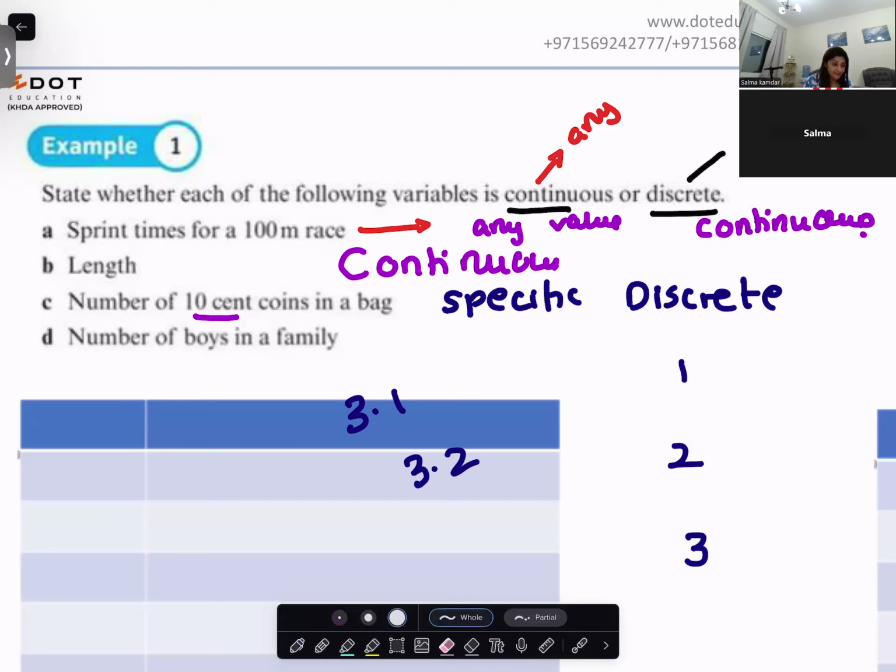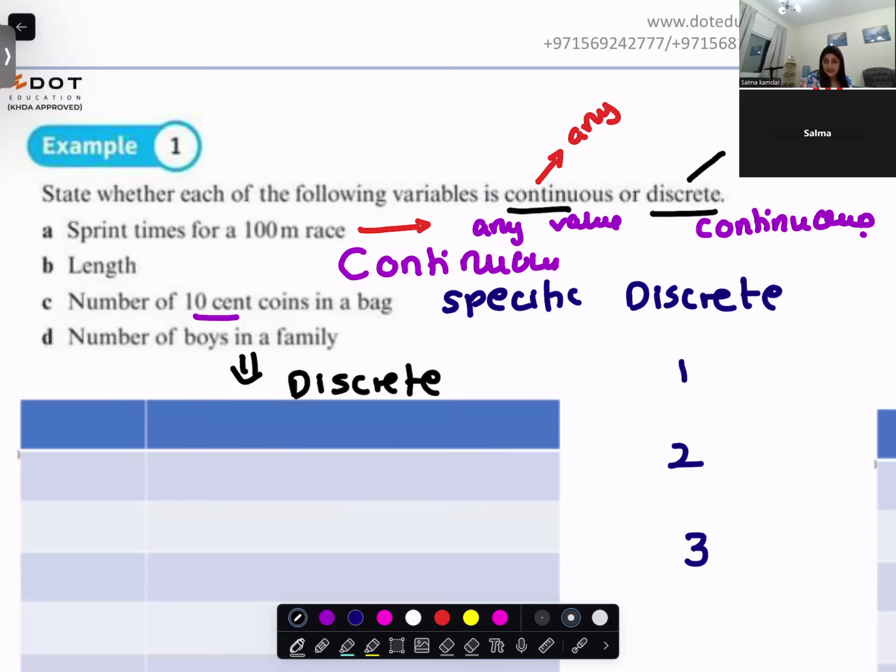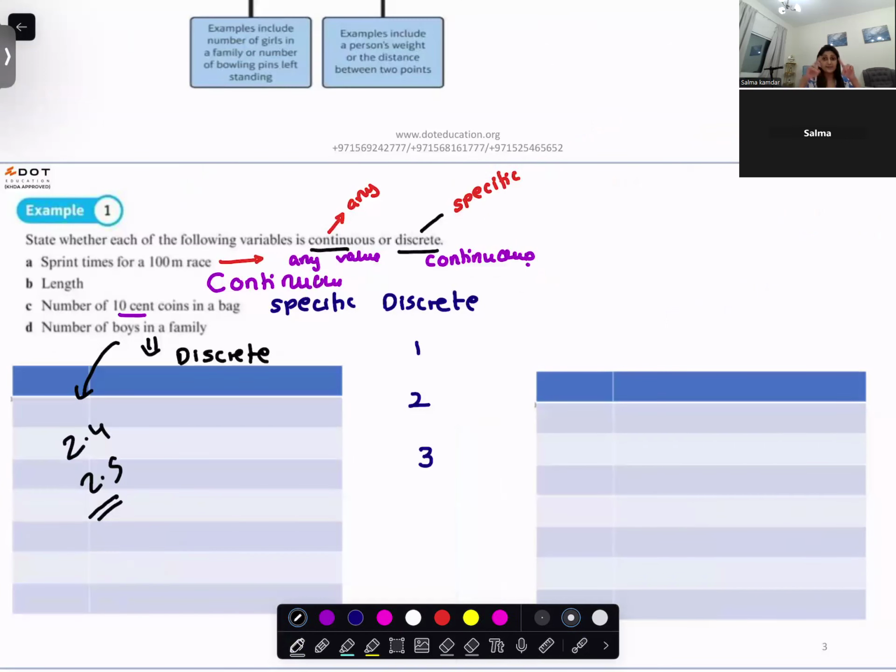Number of boys in a family, you cannot have 2.3 boys or you cannot have 2.4 boys. So again, it is going to take a specific value. So this is discrete data. So discrete is going to take a specific value. It cannot be like I have 2.4 boys or I have 2.5 boys in a family. It's going to be a specific number. But if the data is going to take something within a range, it is going to be a continuous data.